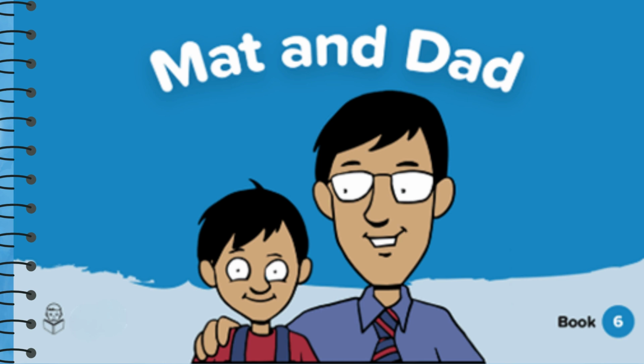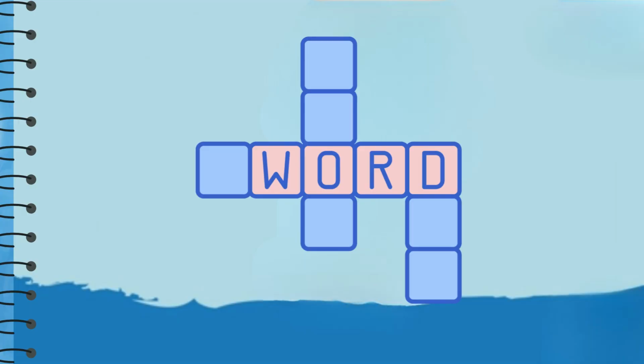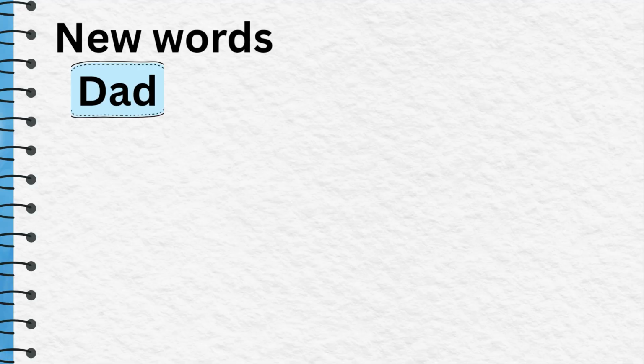Now, we are going to read a book. This book is called Matt and Dad. Let's start by reading the words that will be in this book. Let's sound them out together.